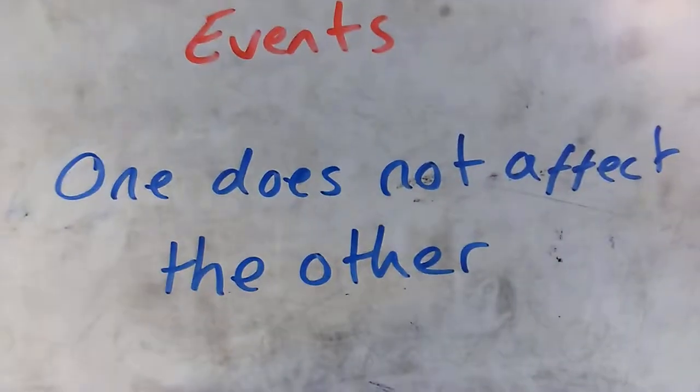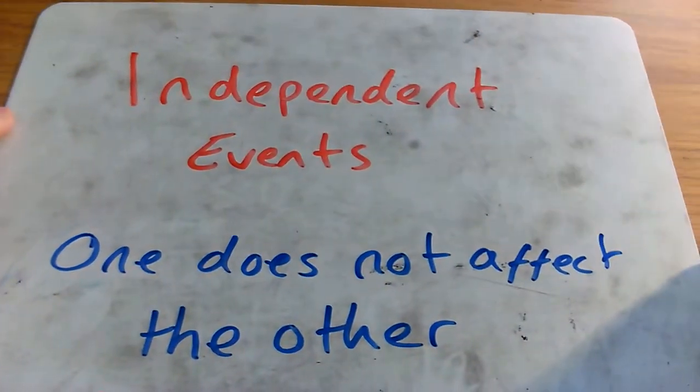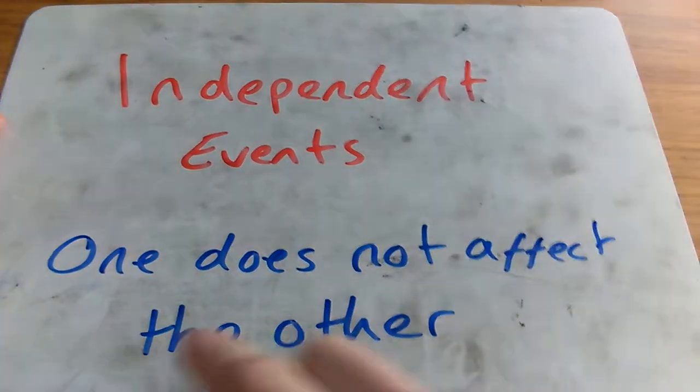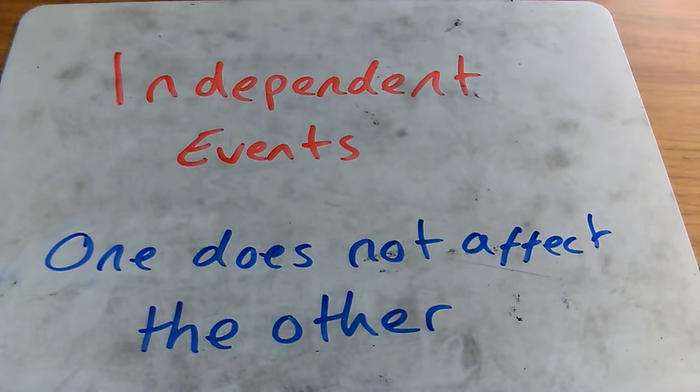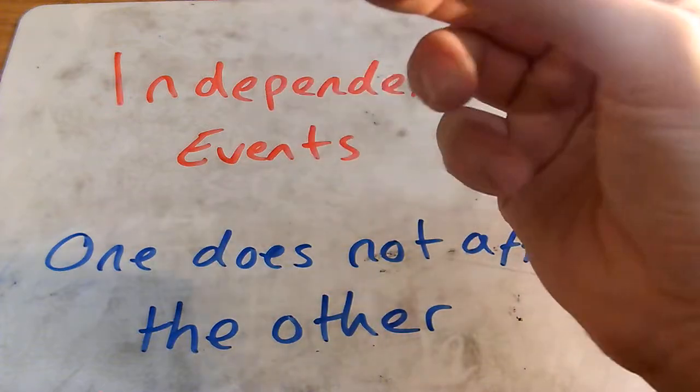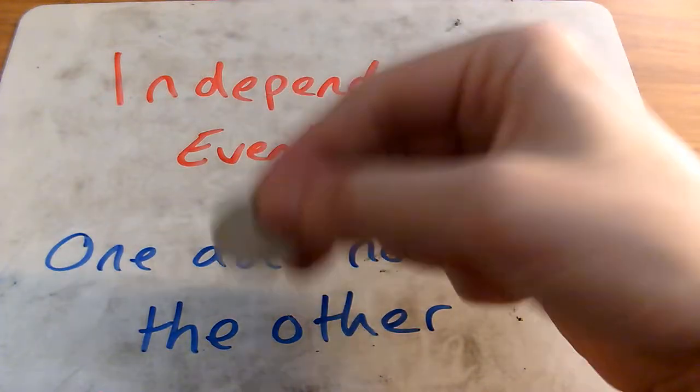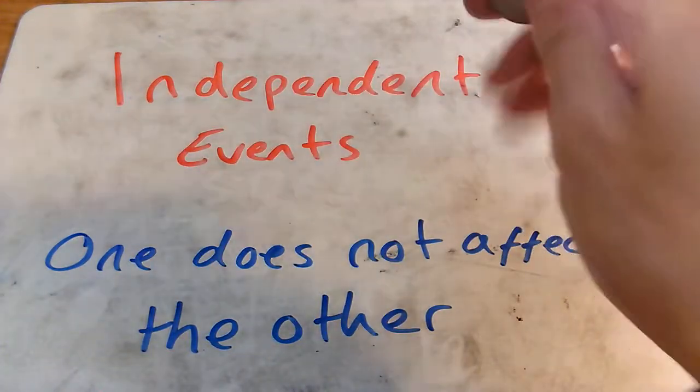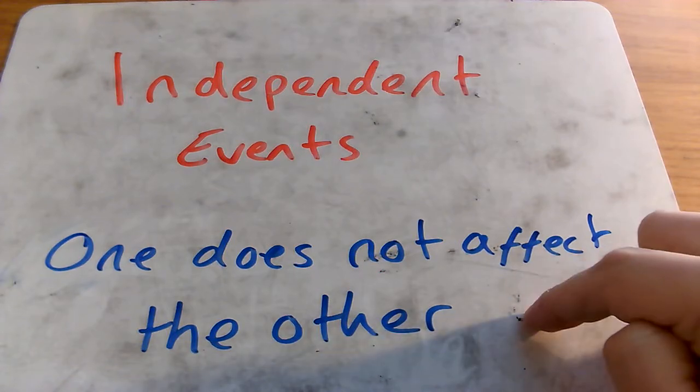There's another concept we need to be aware of, which is the phrase independent event. So independent events are events that do not affect each other. And the coin toss is a good example of this as well. If you flip a coin and you get a tails, the chance of getting a tails again is exactly the same. It doesn't matter what happened before.